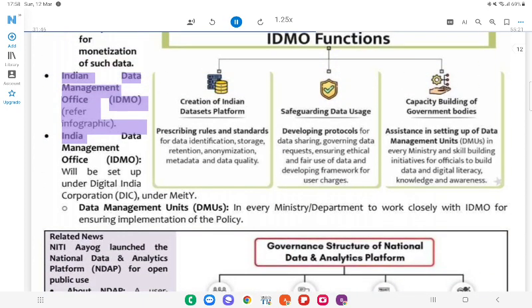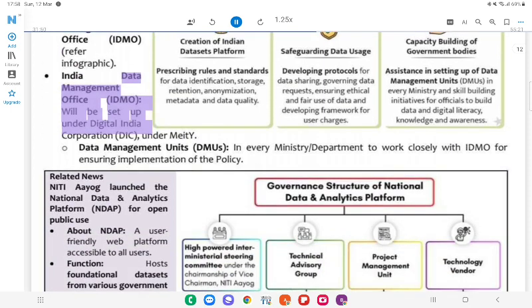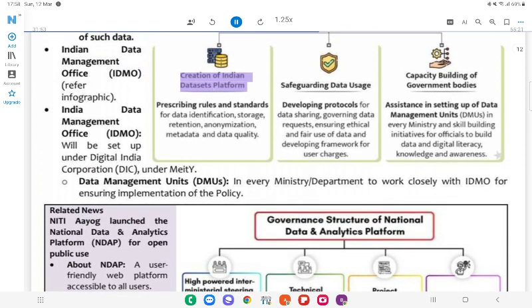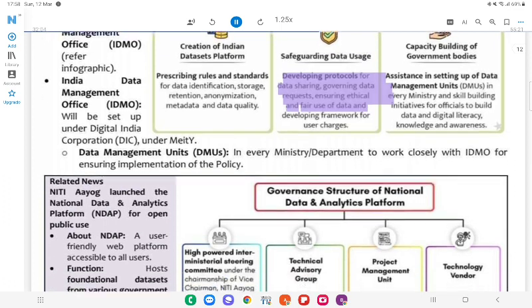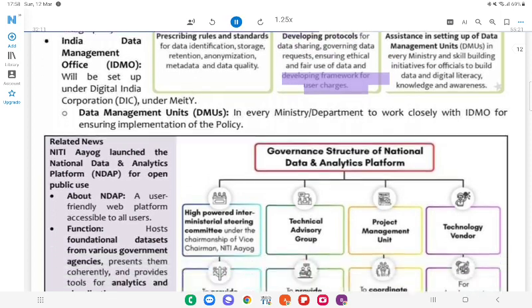IDMO functions. Indian Data Management Office, IDMO, refer to the infographic. The Indian Data Management Office, IDMO, will be set up under Digital India. Creation of the Indian Datasets Platform. Prescribing rules and standards for data identification, storage, retention, anonymization, metadata and data quality. Safeguarding data usage: developing protocols for data sharing, governing data requests, ensuring ethical and fair use of data. Developing a framework for user charges.